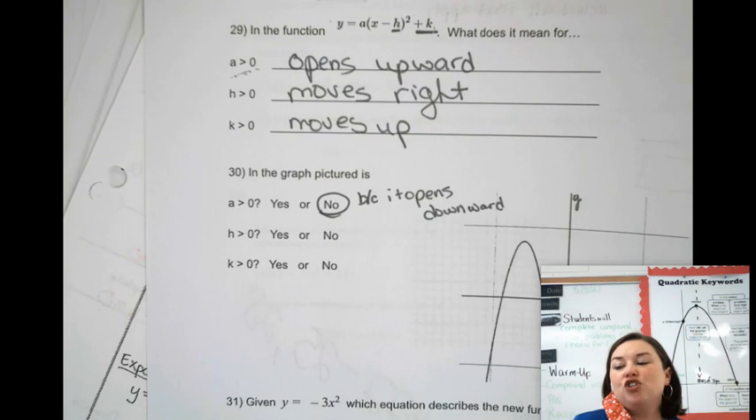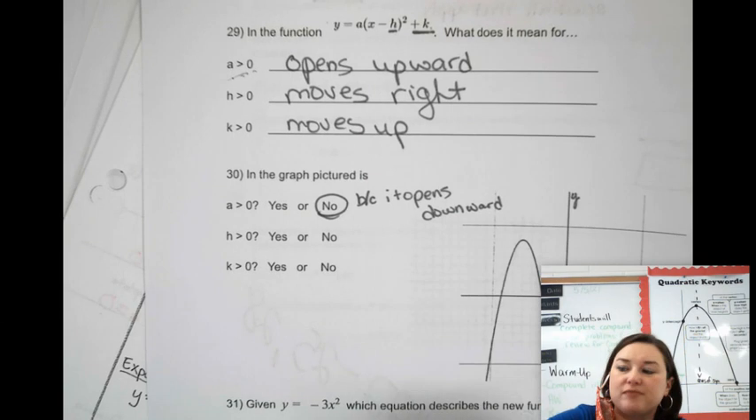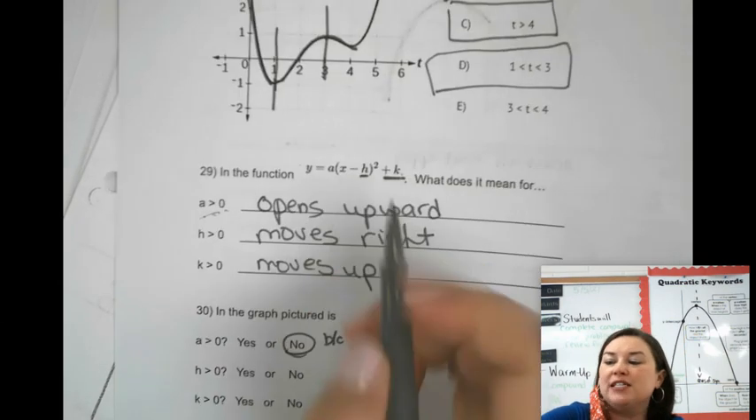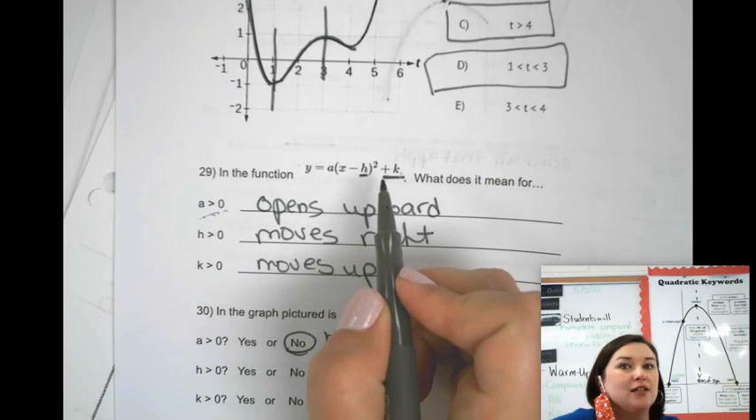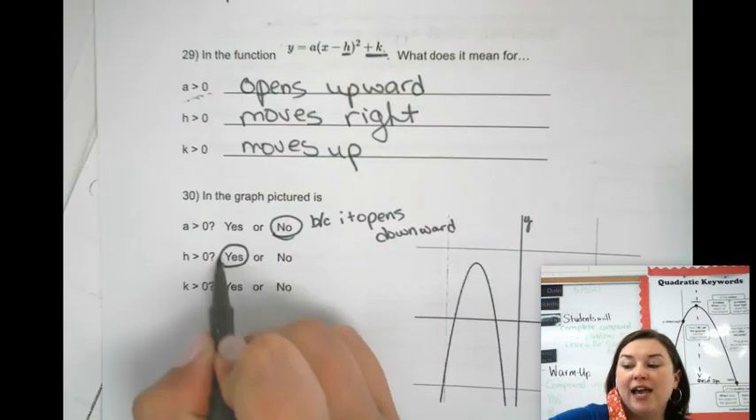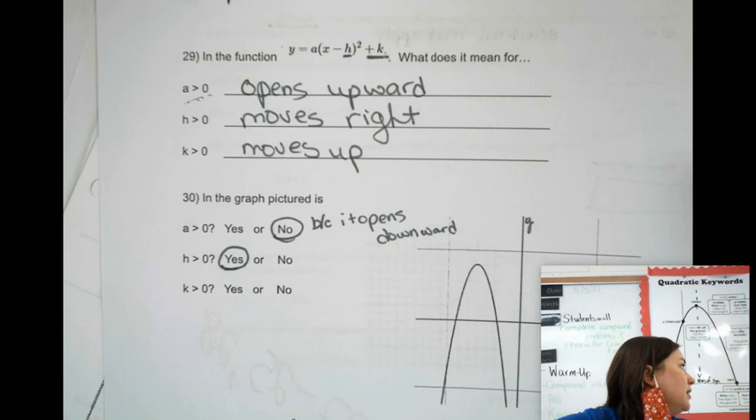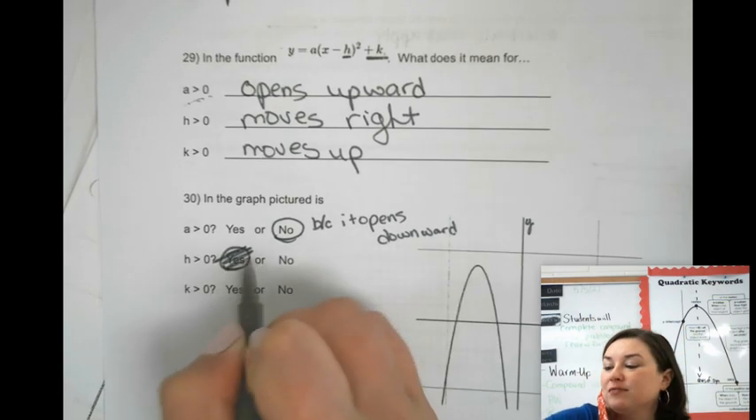All right, and then H greater than 0. Did it slide left or right? Left. And in the original, it's minus. Well, minus a positive makes it go to the right, so minus a negative makes it go to the left. So H is actually yes. Yes, ma'am? Yes, why? Because it moved left. But when H is positive, it moves to the right, but it moved to the left. You're right. It should be no.